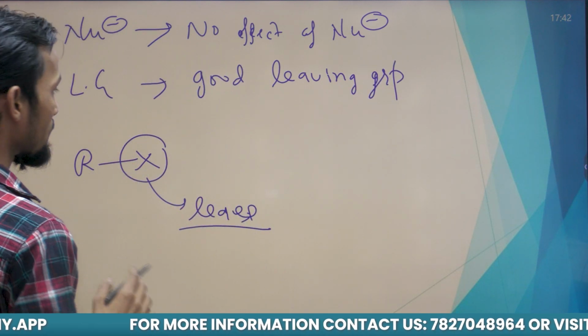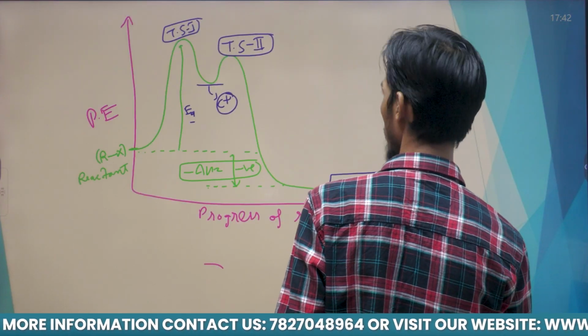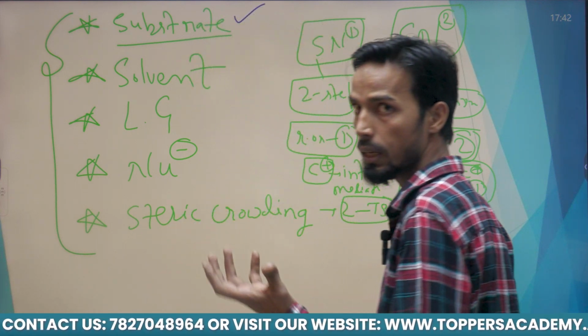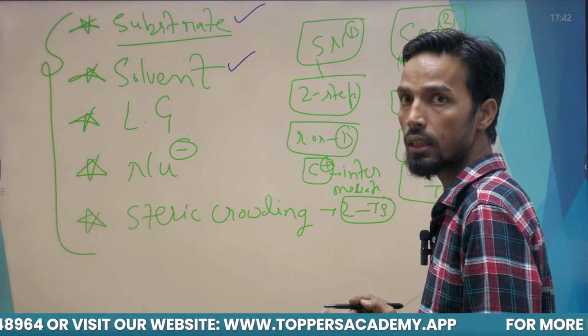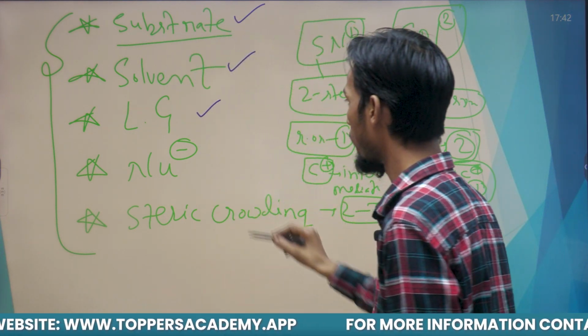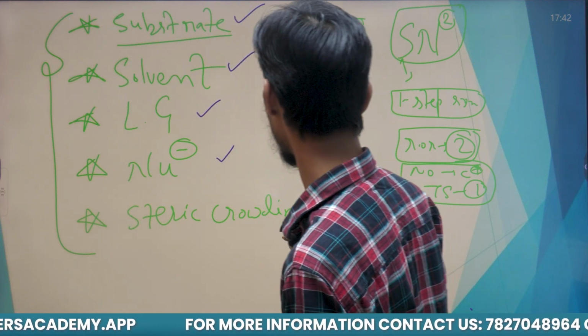So there are various other characteristics, and we have discussed them in short. About the substrate, we have seen that 3 degree is more stable than 2 degree. For the solvent, polar protic solvent. For the leaving group, a good leaving group. And for the nucleophile, it doesn't affect the rate of reaction of this SN1 reaction.